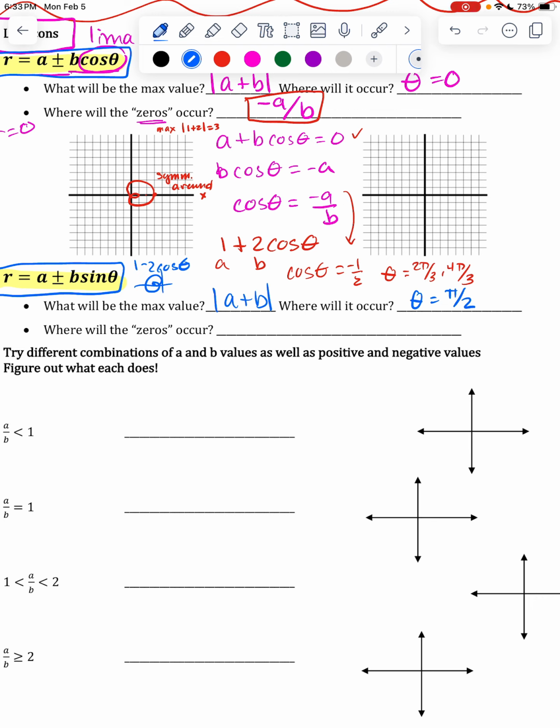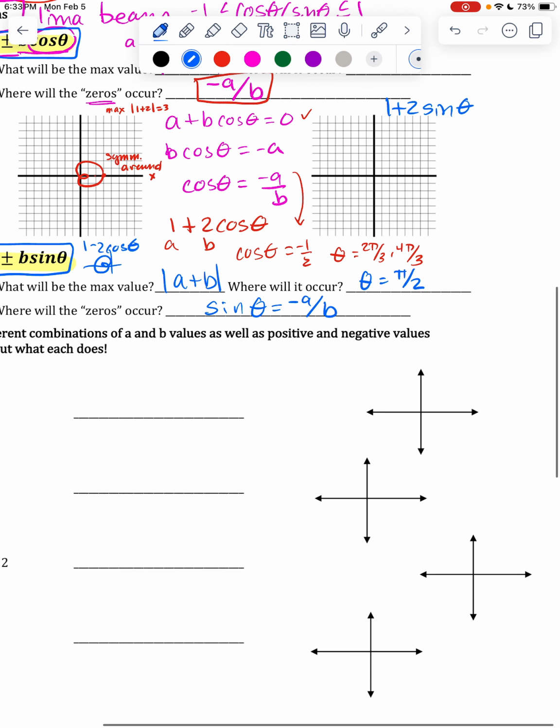Where will the zeros occur? Well, the zeros will occur just like we found up above, where the sine value is the opposite of a over b. So for us, if we did the same 1 plus 2 sine theta, that's going to be wherever the sine of theta equals -1/2. Okay, well, where's that? Well, that's going to happen at 7 pi over 6, and it'll happen again at 11 pi over 6.